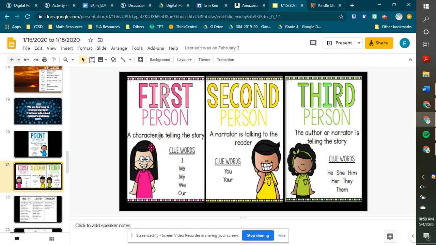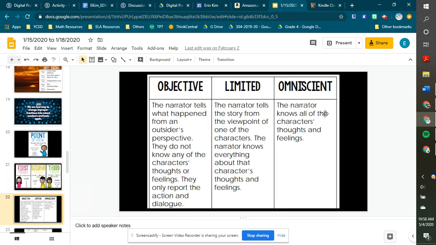And remember, you're looking for these clue words in non-dialogue. So when the person isn't talking, are they using I, me, my, we, our, or he, she, him, her, they, them? Okay? Another thing we have to look at is that with third person, there's three different types of third person. There's objective, there's limited, and there's omniscient.